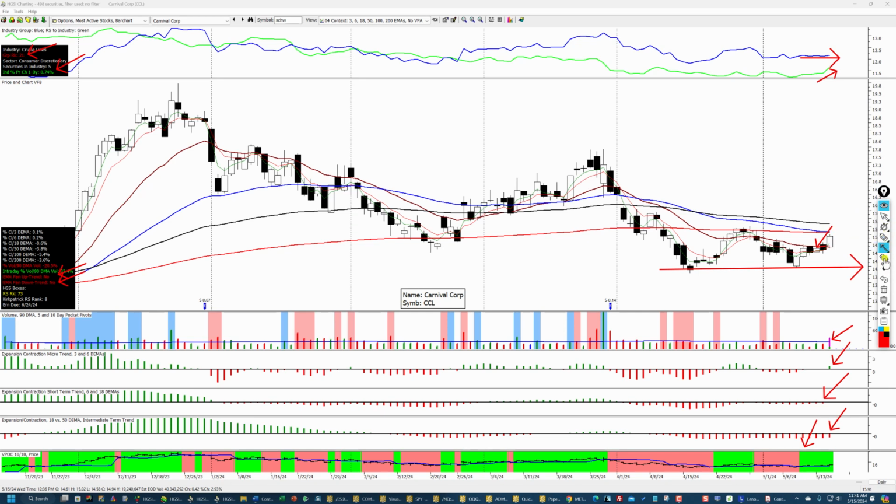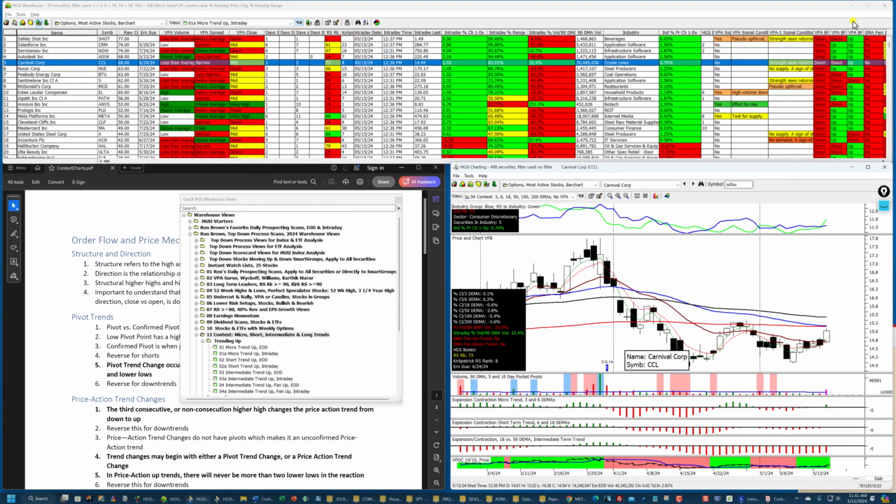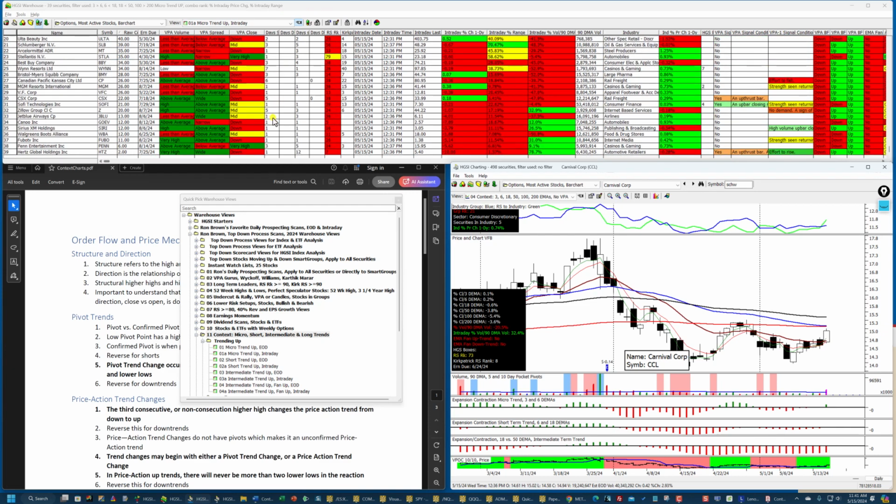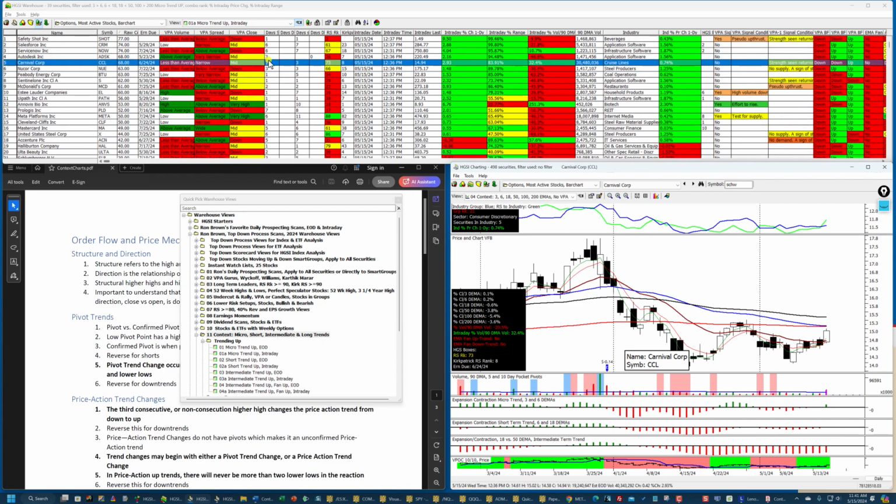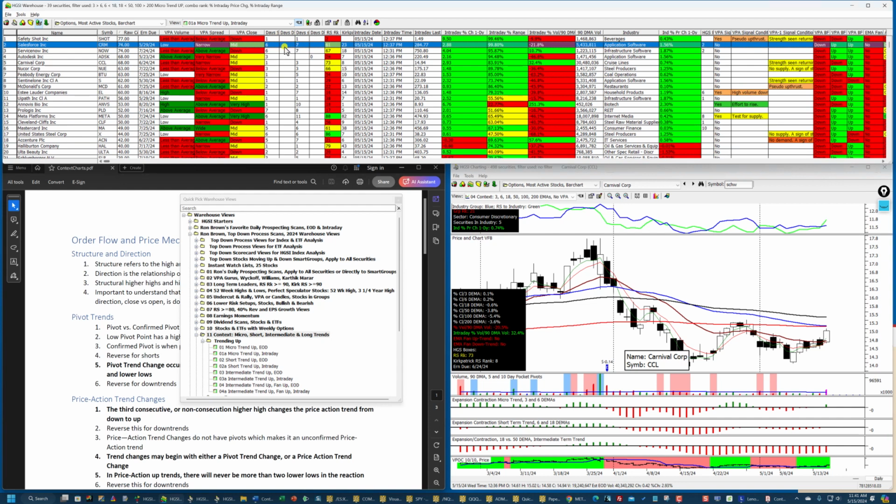Okay, I'm going to clear everything off of here. Close this up. And that's an example of a stock where the micro trend is up, and you can look down the column here and find the stocks that are freshest. But let's take a look at Salesforce before I leave here.